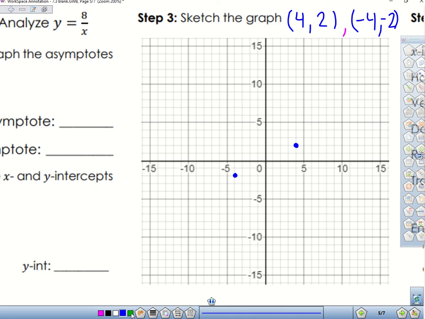All right, so let's say we chose another point. Like I said, I'm just picking these at random. Let's say we plugged in 1. What's 8 divided by 1? 8, which means we also have a point, -1, -8. So 1, 8, and -1, -8.